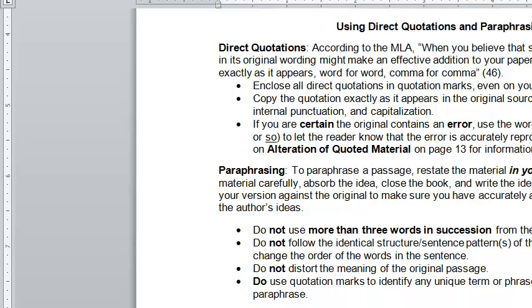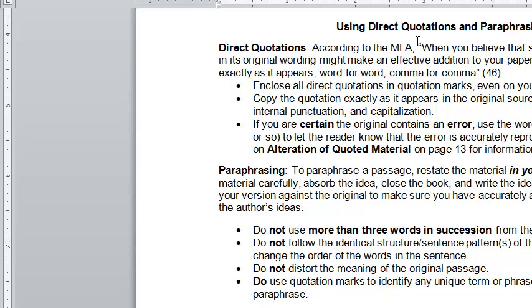So, direct quotations. According to the MLA, or Modern Language Association, quote, when you believe that some sentence or passage in its original wording might make an effective addition to your paper or National History Day project, transcribe that material exactly as it appears, word for word, comma for comma. Include all direct quotations in quotation marks, even on your note cards. That way you'll be absolutely sure that it was, in fact, a quotation. Copy the quotation exactly as it appears in its original source, including spelling, internal punctuation, and capitalization.